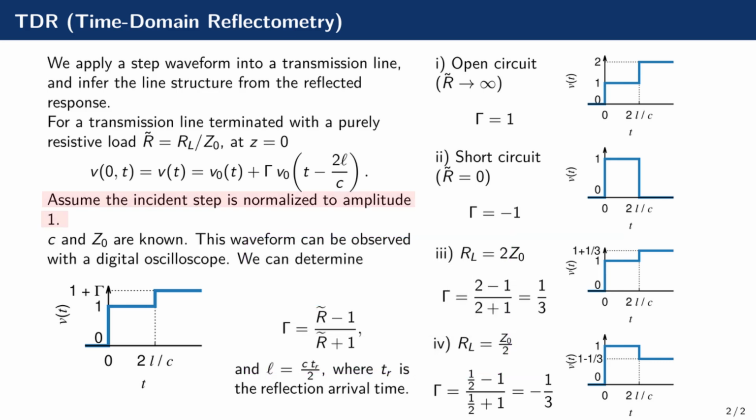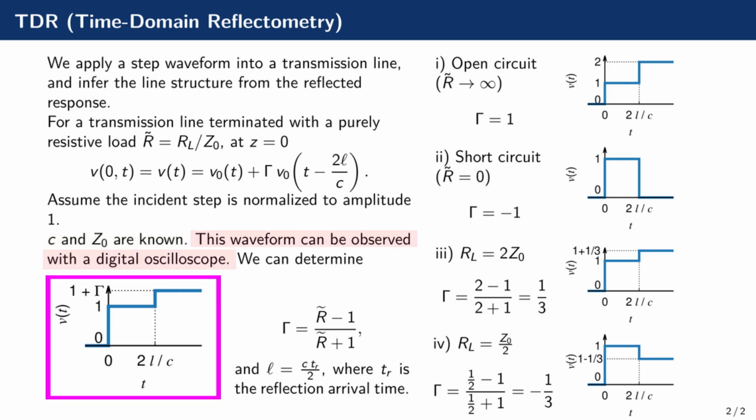Assume that the incident step is normalized to amplitude 1, and also the velocity, c, and the characteristic impedance, Z0, are known. We observe this voltage with a digital oscilloscope. Take the horizontal axis as time t, and the vertical axis as the voltage at Z equals 0. Then at first, the waveform rises to 1, which is the incident voltage step. Later, at time 2L over c, the reflected wave arrives, and the voltage changes again. The new level becomes 1 plus gamma.